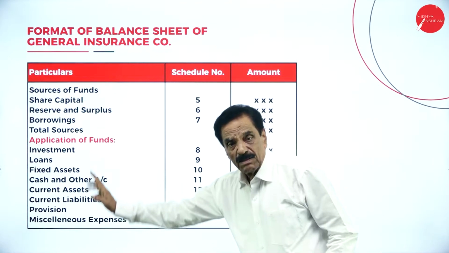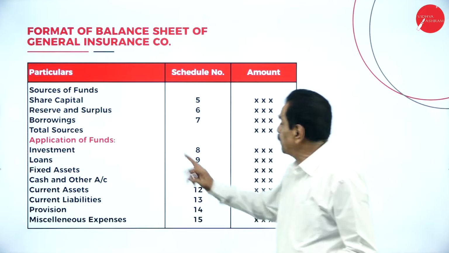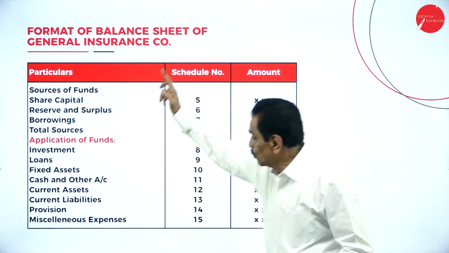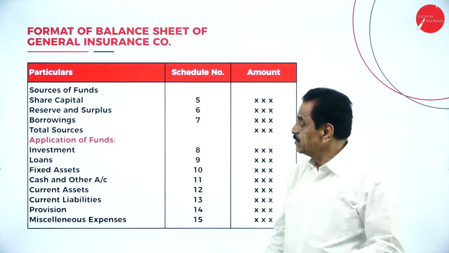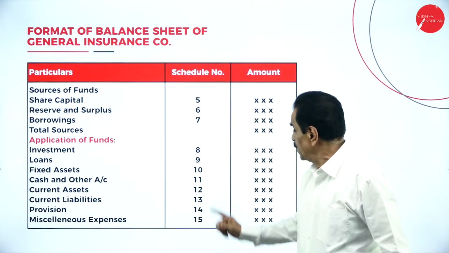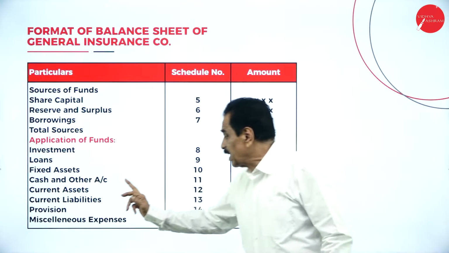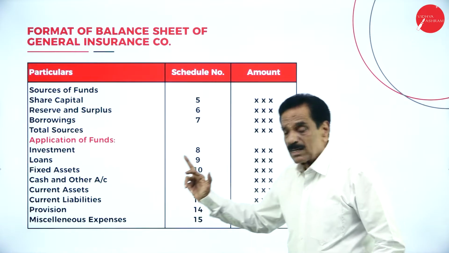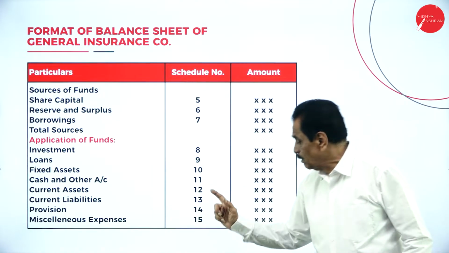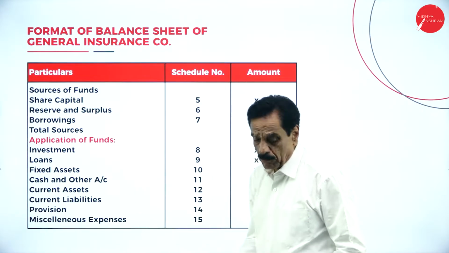How does it go now? The sources of funds: share capital, schedule number 5; reserve and surplus, schedule number 6; borrowings, schedule number 7. This is the total source. How to apply the funds? First is the investment, schedule number 8; fixed asset, schedule number 9; cash and other accounts, schedule number 10; current assets, schedule number 12; current liabilities, schedule number 13; provision, schedule number 14; miscellaneous expenses, schedule number 15. Now, how each item goes, I am going to explain now.